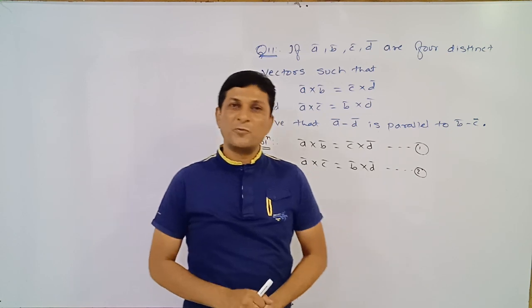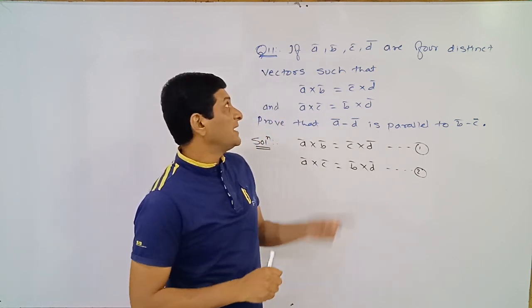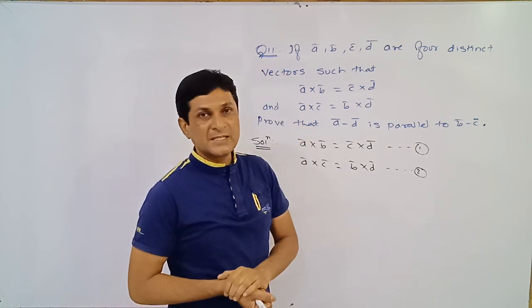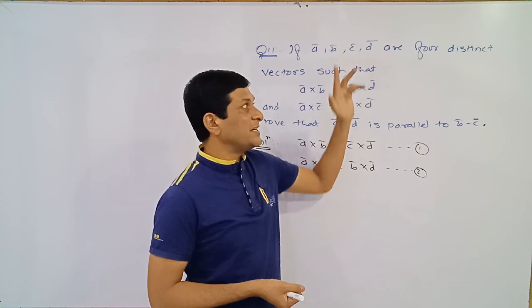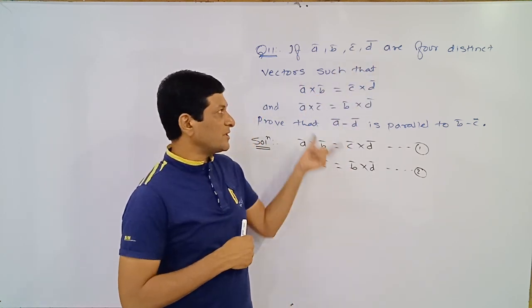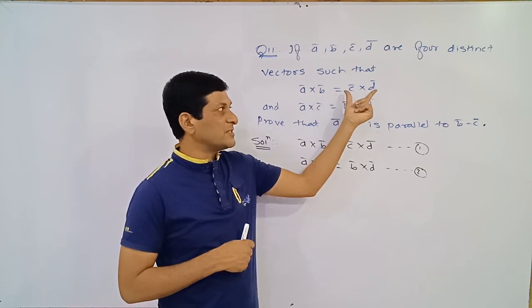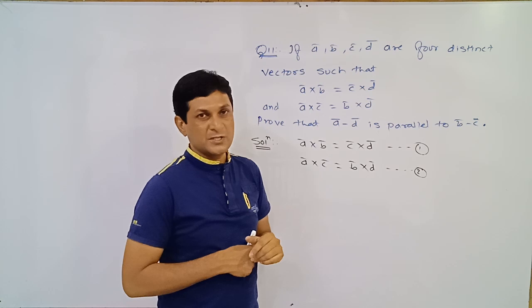Hello friends, now we are starting the next example from the same exercise 5.4, example number 11. In this example, four vectors are given to us: a bar, b bar, c bar and d bar are four distinct vectors. These vectors satisfy some conditions. What is the first condition? a bar cross b bar is equal to c bar cross d bar, and a bar cross c bar is equal to b bar cross d bar.